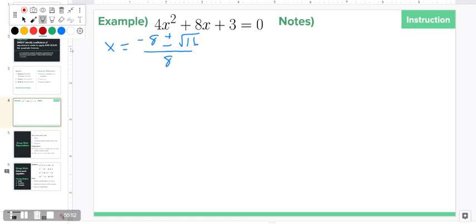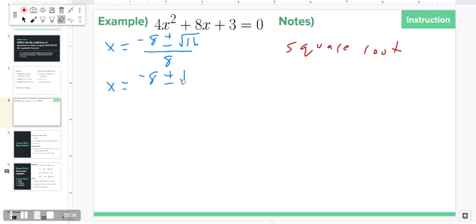So let's make another note here. Okay, we want to take care of the square root here. So let's do that. The square root of 16 is 4. So let's rewrite it. X equals negative 8 plus or minus 4 all divided by 8.